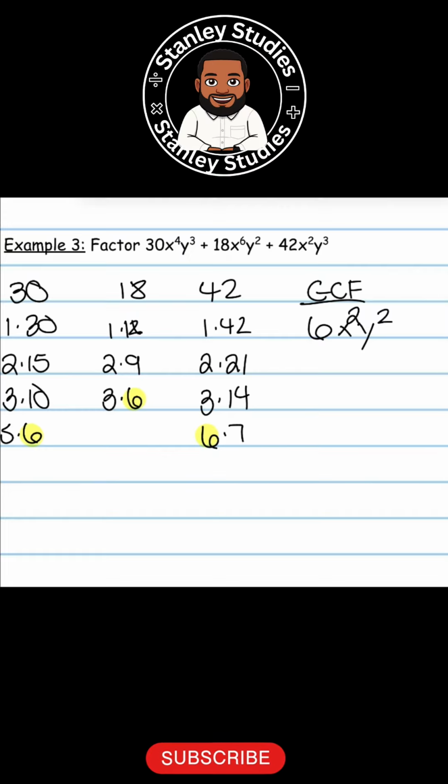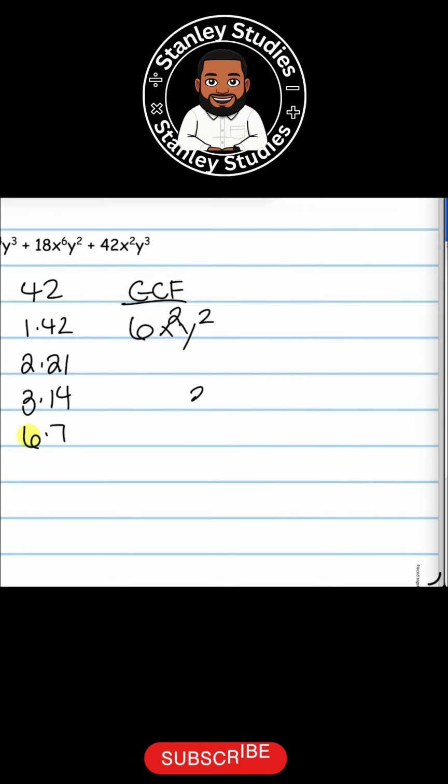Now I'm going to take that GCF and divide everything by that. Okay, so the first one will be 30x to the fourth y cubed divided by 6x squared y squared. That one will give me 30 divided by 6, which is 5. 4 minus 2, or x to the fourth divided by x squared, will give me x squared again. 3 minus 2 gives me y.